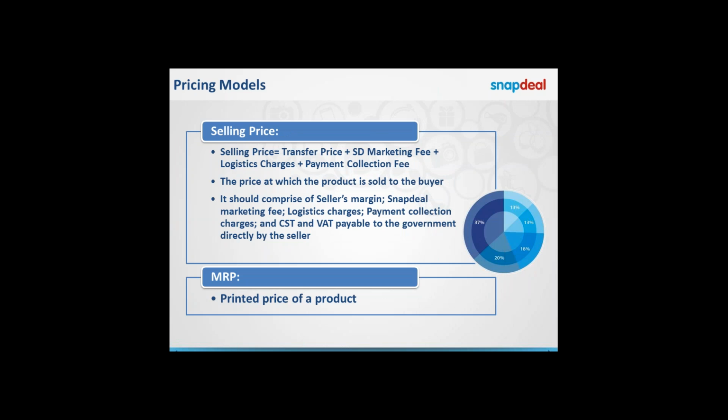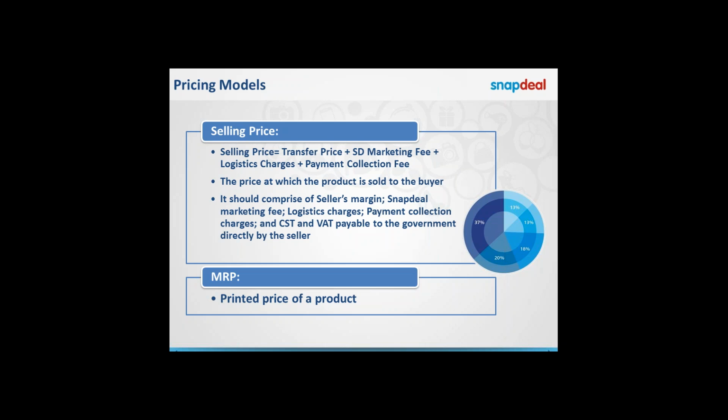Now, pricing model. What is the selling price? Selling price includes the transfer price, the amount which is transferred to the seller's account eventually after all deductions, Snapdeal marketing fee, logistic charges, and payment collection fee. A seller needs to make sure that Snapdeal marketing fee, logistic charges, payment collection charges, central sales tax or VAT, whichever is applicable of the two, is a part of the selling price which he's mentioning on the website, because the seller would not get anything over and above that.